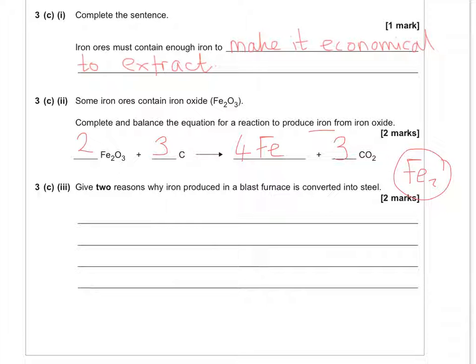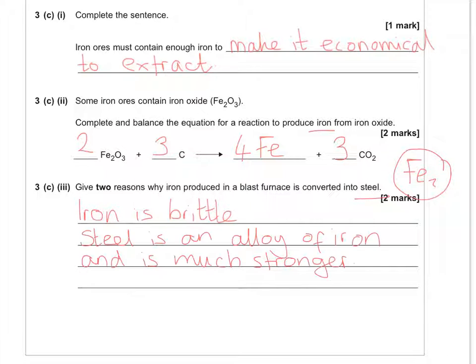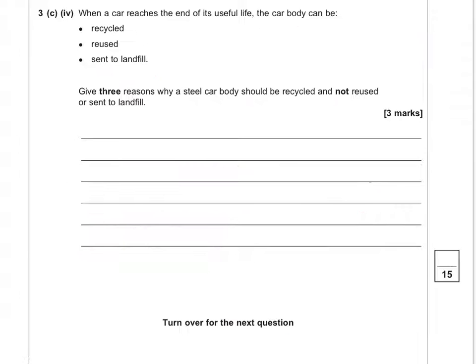Question 3c3. Give 2 reasons why iron produced in a blast furnace is converted into steel. Okay, so for this one, you need to say that the iron produced is very brittle. Then for the second mark, you need to say that the steel is an alloy and it is much stronger. Lots of people lost marks here because however they said steel is strong, they didn't say that it was because the iron itself was brittle.